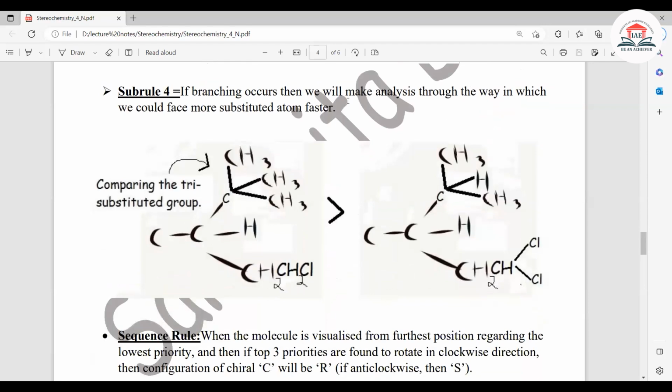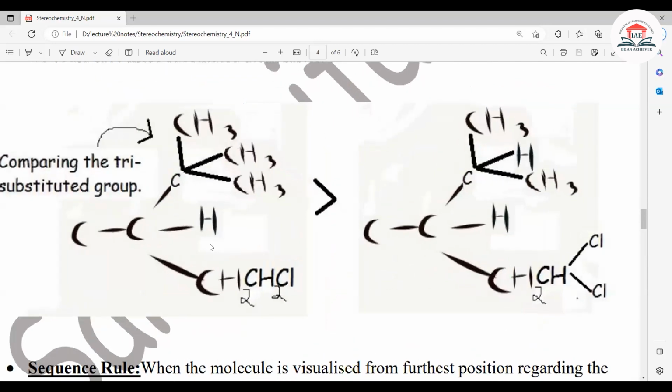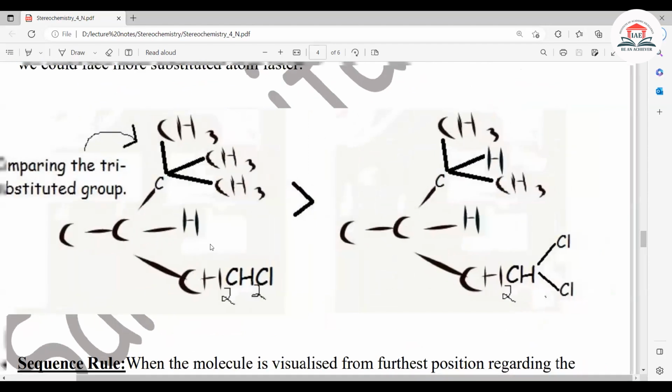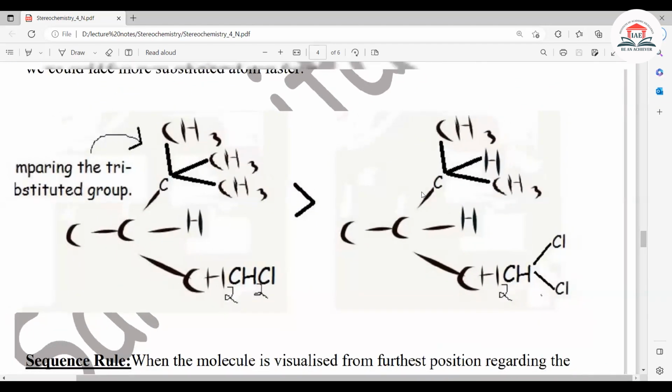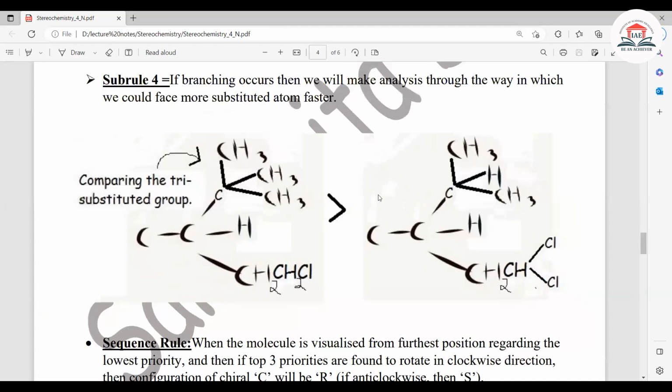sub-rule 4. If branching occurs, then we will make analysis through the way in which we could face more substituted atom faster. ঠিক আছে? এই টাইপের এত বড় এক্সাম্পল সাধারণত আসে না, বাট তাও এখানে দেখ ডিসকাস আমি করেই রেখেছি। তো এই দুটোর ক্ষেত্রে how are we determining? Comparing the tri-substituted group. So here is a tri-substituted group and a mono-substituted group here, CH2CHCl2.